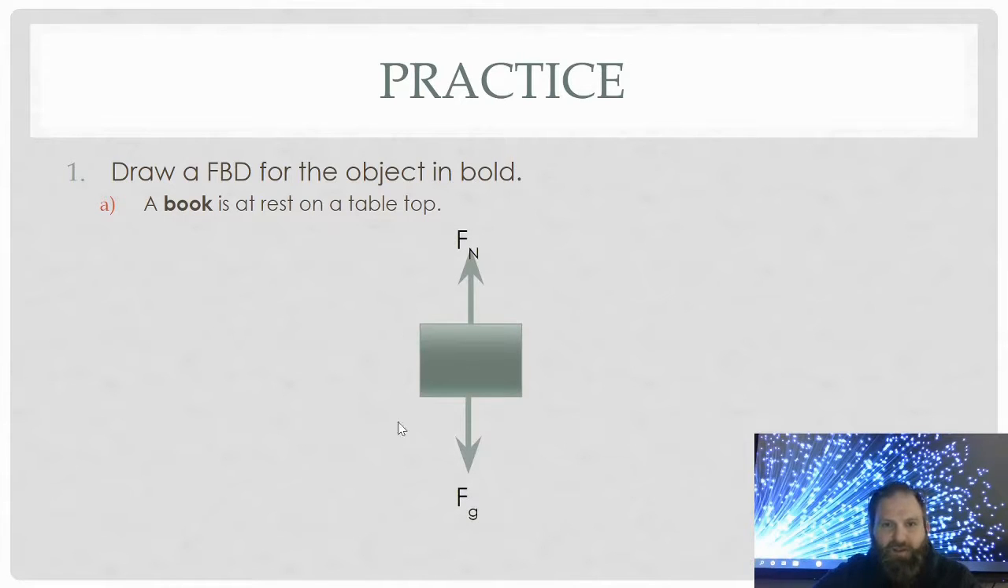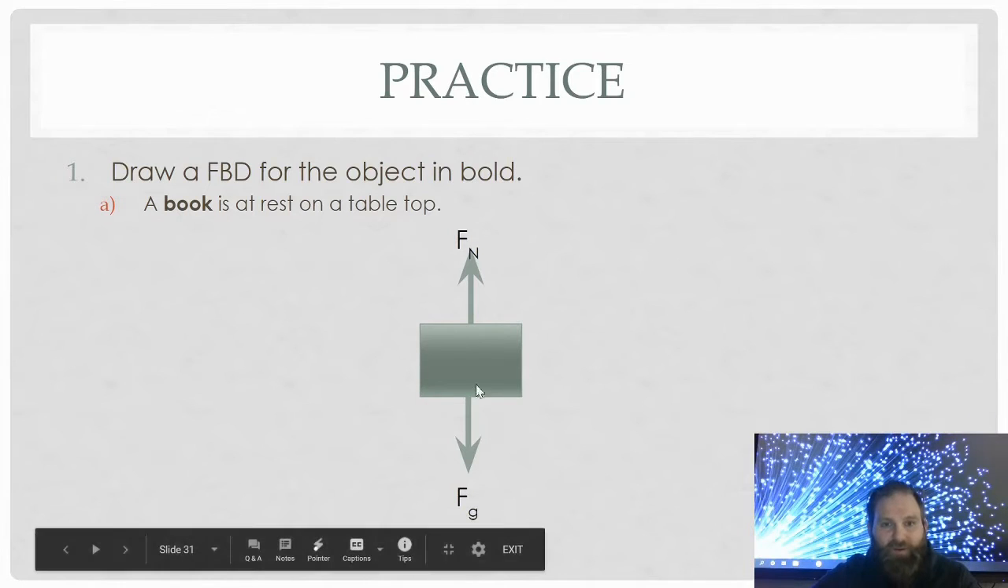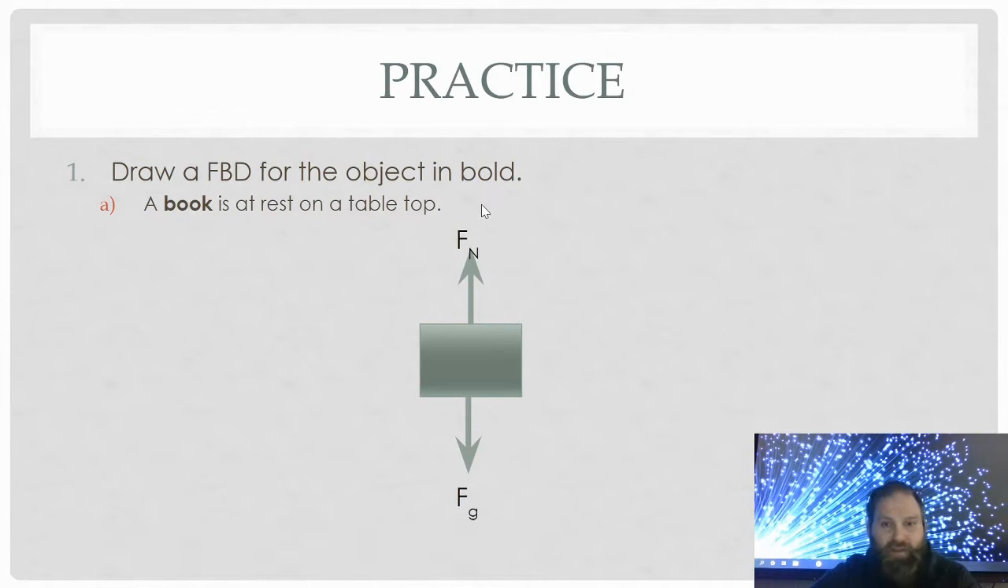So we have our box, we have gravity acting on the book, and we have the normal force acting on the book perpendicular to the surface of the table. The book's not moving, and that's it. Pretty straightforward, I think. The acceleration of the book, because the book's not moving, it's at rest, is 0.